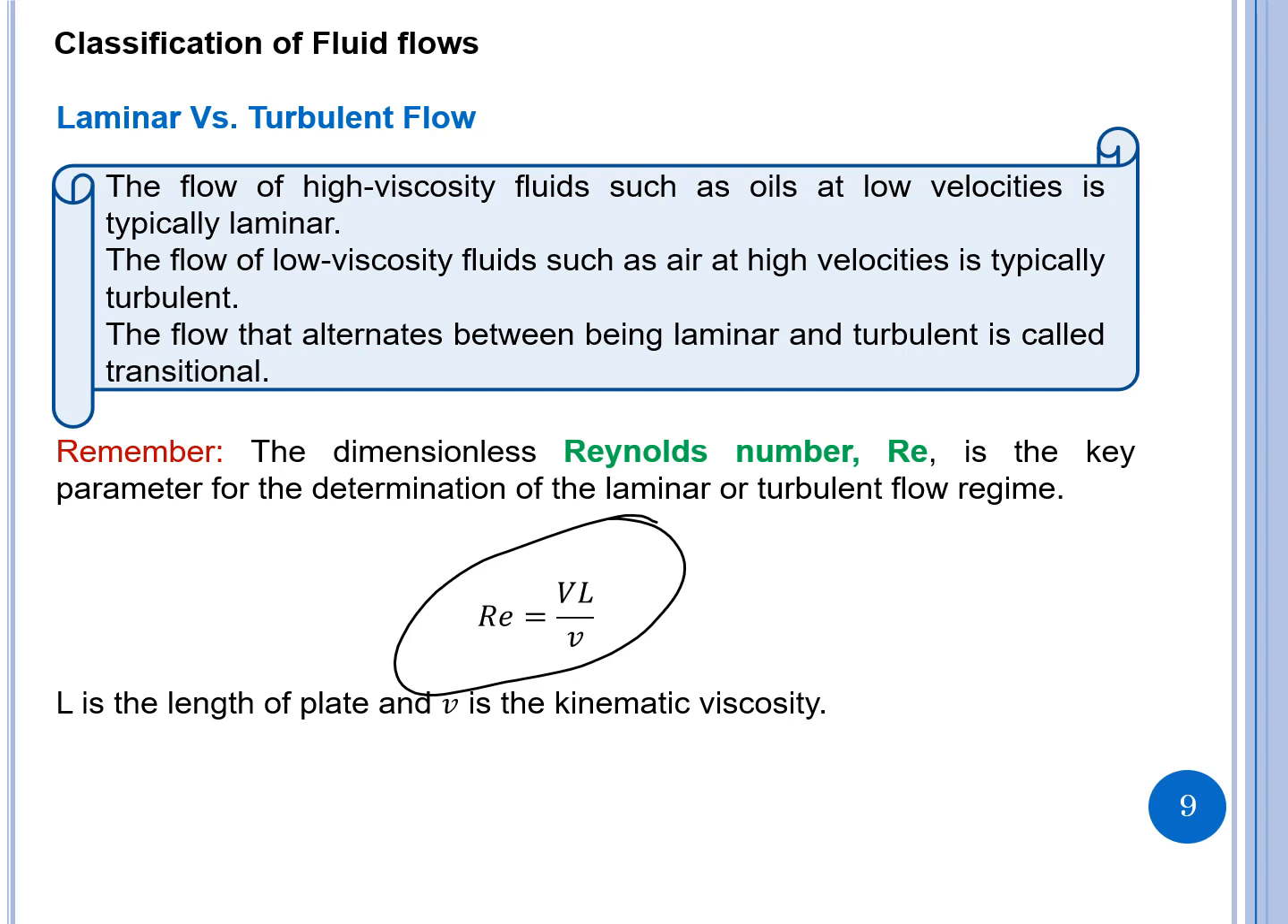And for different fluids, there can be different values of Reynolds number for transition. Typically, for water, when the Reynolds number is less than 2300, the flow is laminar. When it is above 4000, it is going to be turbulent. And between these points, the flow is going to be transitional.